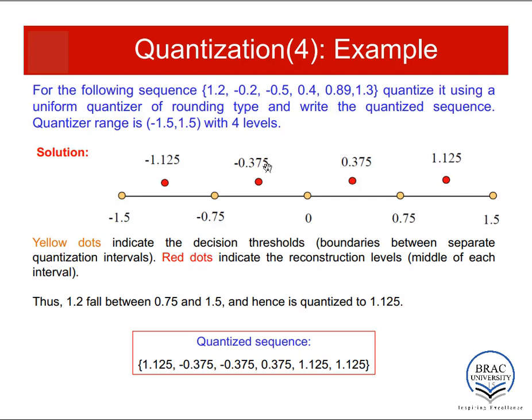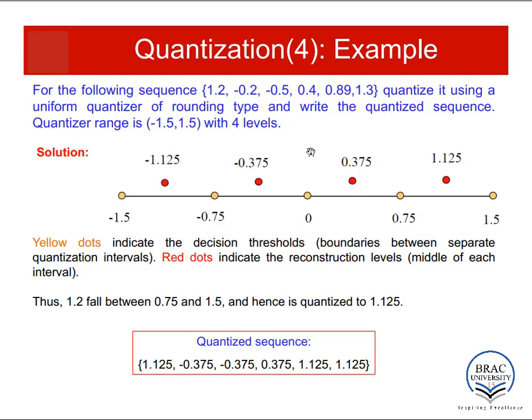Welcome back. In the previous lecture, we have talked about the basics of quantization. In this lecture, we will start our discussion on quantization with a basic example. The problem is for the following sequence: 1.2, minus 0.2, minus 0.5, 0.4, 0.89, 1.3. Quantize it using a uniform quantizer of rounding type and write the quantized sequence. Quantizer range is minus 1.5 to 1.5 with 4 levels.